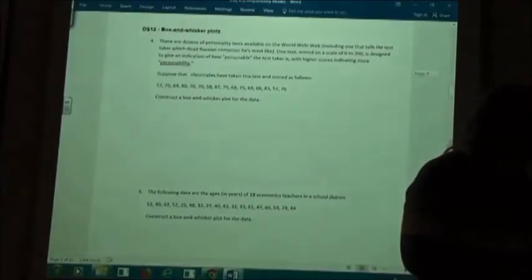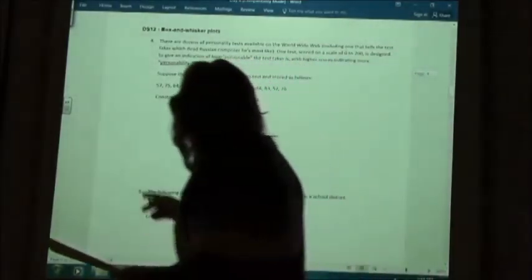The next one, we are doing what's called a box and whiskers plot. When we do a box and whiskers plot, the first thing we have to do is get our data in order. So either in Excel or on your graphing calculator, we want to sort our data. Whichever one you prefer, type all those numbers in.